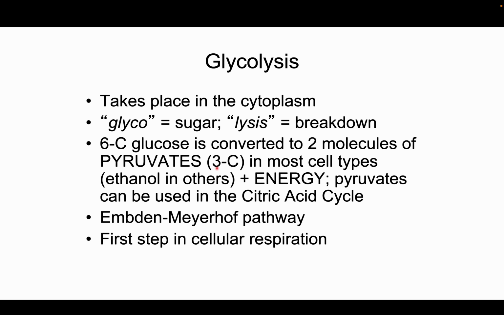So as I mentioned, the breakdown of carbohydrate is associated with energy production. The pyruvates that are produced during the process can be used in other cellular respiratory pathways, such as the citric acid cycle. Glycolysis is also known by other terms such as the Embden-Meyerhof pathway. And as I've mentioned, it is a preparatory step for cellular respiration.